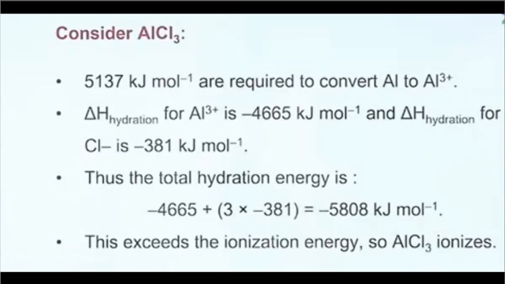But when we add it in water, what will happen? The hydration enthalpy is there. The hydration energy for Al3+ ion is minus 460, and this much energy is released. Now this energy plus the hydration energy of chlorine together make an amount more than 5137 kilojoule. So the hydration energy of aluminium makes it possible that it can ionize. This exceeds the ionization energy, so AlCl3 ionizes.